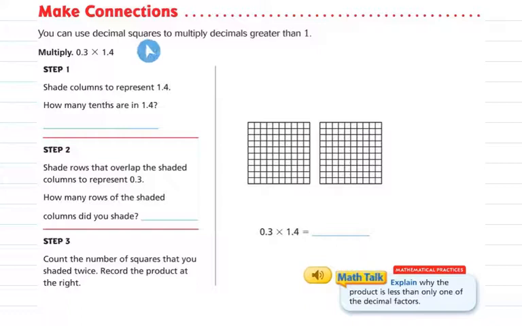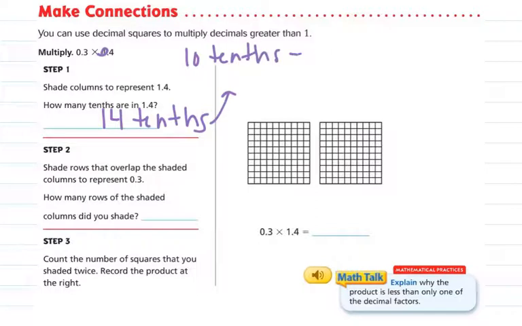You can use decimal squares to multiply decimals that are greater than 1. So boys and girls, if we look here, we have 3 tenths times 1 and 4 tenths. So boys and girls, it says step 1, shade the columns to represent 1 and 4 tenths. How many tenths are in 1 and 4 tenths? So boys and girls, 1 and 4 tenths would be 14 tenths. And notice, remember, when we get to 10 tenths, that's when we traded for 1. So 10 tenths plus 4 tenths, boys and girls, would give us 14 tenths.